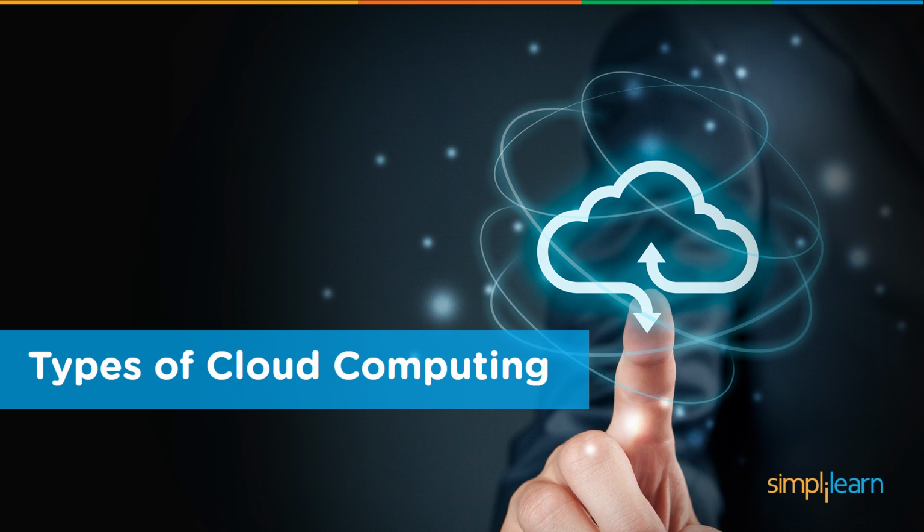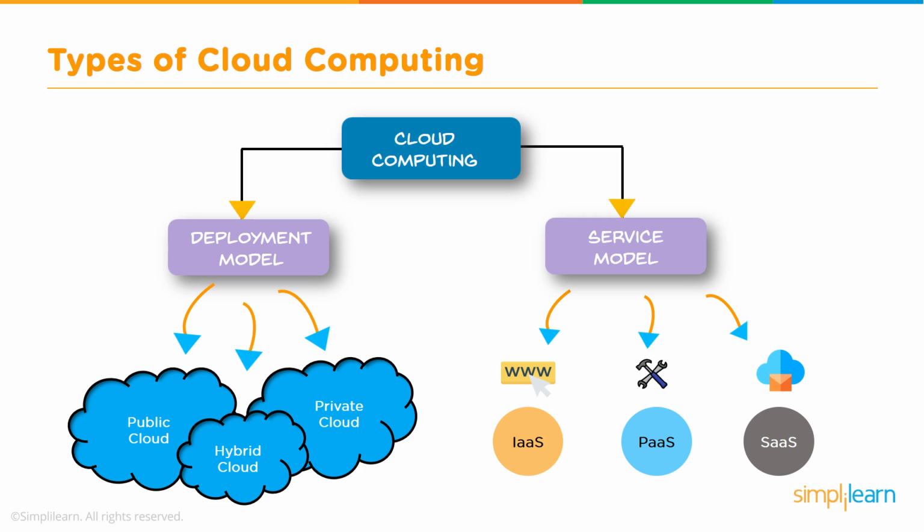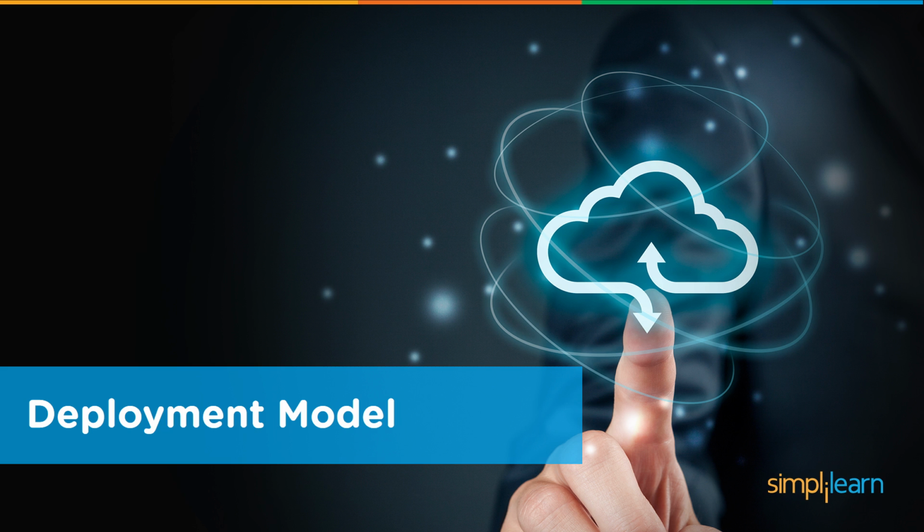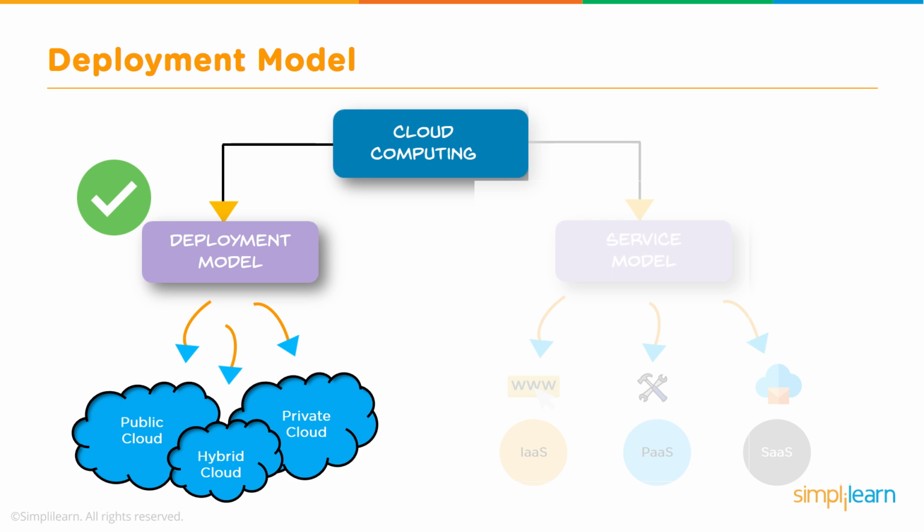Now let's move further and get an understanding of the types of cloud computing. We can categorize the different types of cloud computing based on two wide categories, one being a deployment model and the other one being a service model. Let's talk about the deployment model first. Deployment model is categorized into three types. First one is public, and then private, and then hybrid cloud. In other words, public cloud, private cloud, and hybrid cloud.